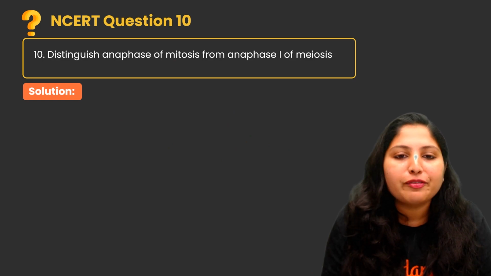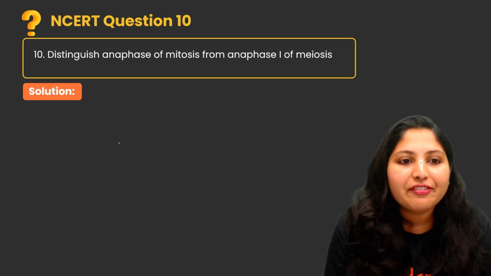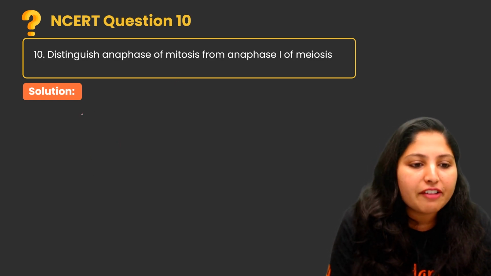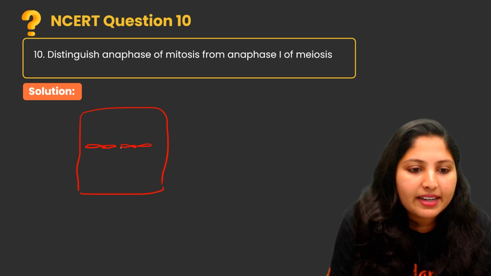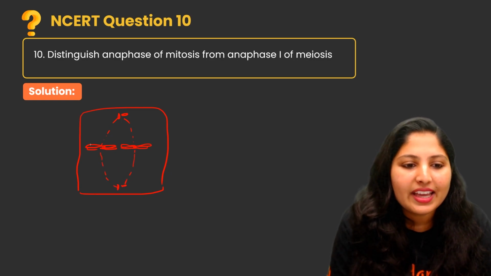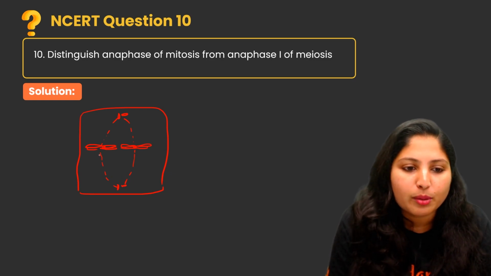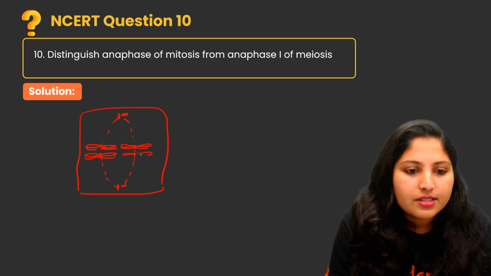Distinguish anaphase of mitosis from anaphase 1 of meiosis. So anaphase of mitosis. What happens in anaphase of mitosis? This is the stage called metaphase. In metaphase, the spindle fiber is attached to the centromere of the chromosome, right? Let's take 4 chromosomes, so 2 pairs of homologous chromosomes.